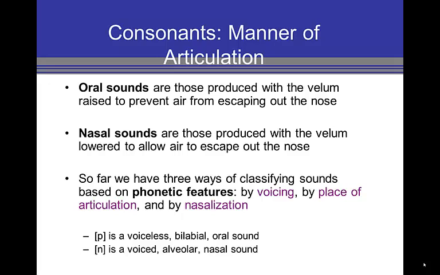So far, we've discussed three main ways of classifying consonants: by voicing, by place of articulation, and now by nasalization. Thus, a P is a voiceless, bilabial, oral consonant, while an N is a voiced, alveolar, nasal consonant. But there's more. The next few slides examine further ways of classifying consonants depending on how much air passes through the oral cavity and in what way the air passes through the oral cavity.